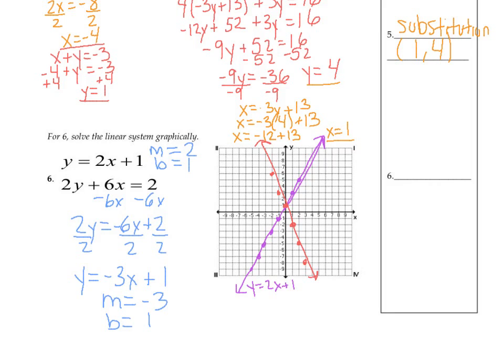So our original equation was 2y plus 6x equals 2. And then we can find that intersection point, which will be the solution to the system. So the intersection is where these two lines meet, which is at 0, 1, which we'll fill in the blanks.